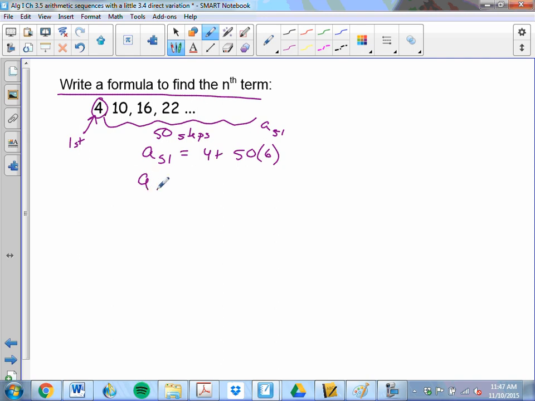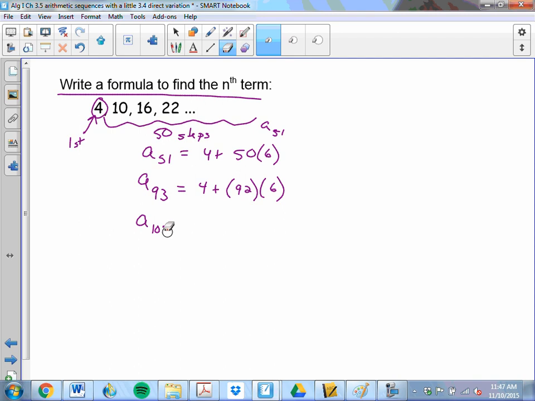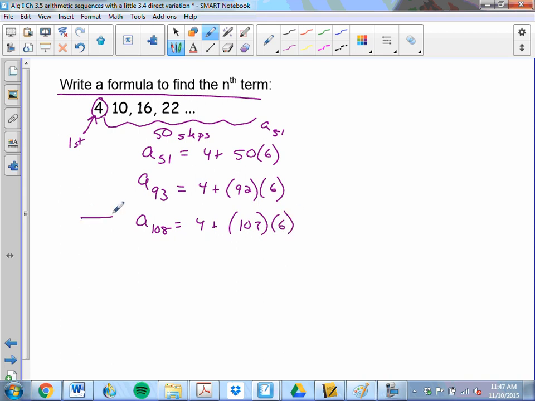I'd like to find the 93rd term. I would start at 4, and I would take 92 steps, and each step is size 6. And to find the 103rd term, I'll just use a different number on the end. To find the 108th term, I'll start at 4, and I'll add 107 steps. So these are all specific examples. This isn't a formula that gives me any term. This is me finding one term at a time.